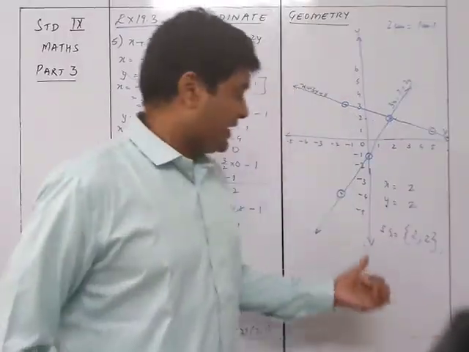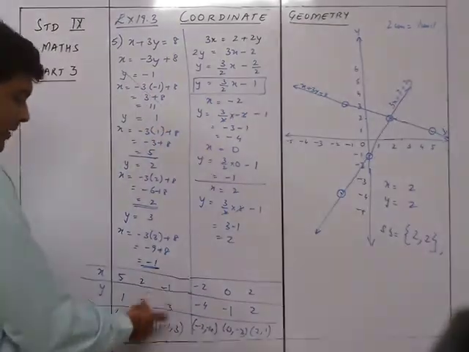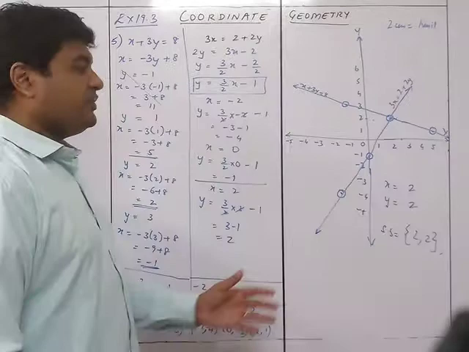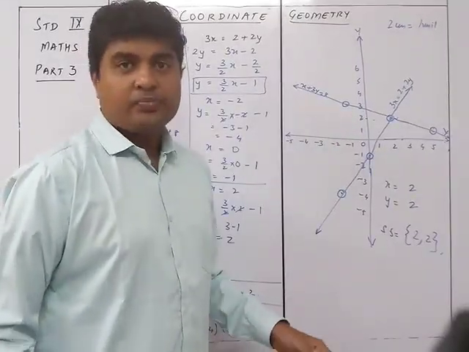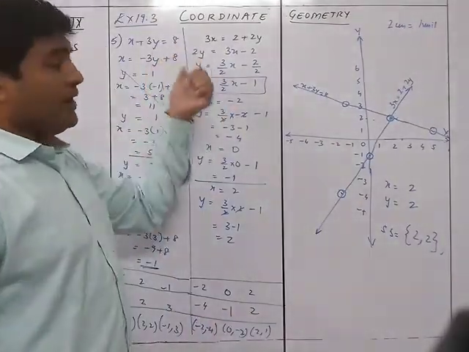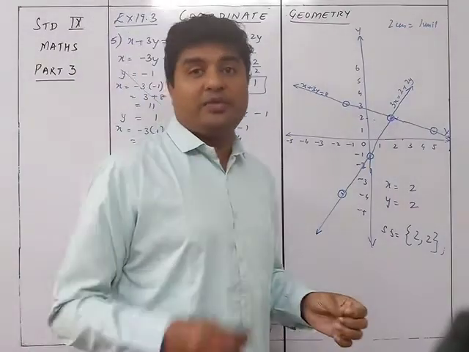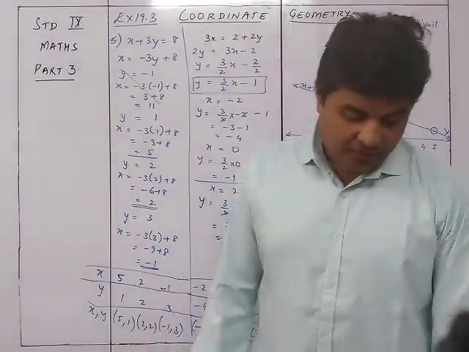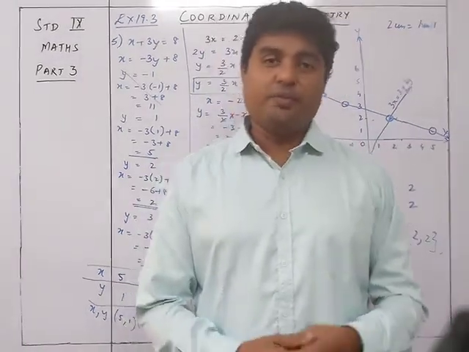Whatever answer you are getting, you can see here that in both it is 2,2, so there is no need to cross check. If you get an answer which was not plotted earlier, you can put the values in this equation and find out whether it is giving you the right answer or not. Okay, so that was sum number 5. We now move on to sum number 7, but in the next video.